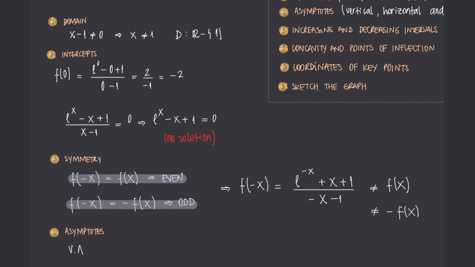Now on to step number 4, asymptotes. We can see that we have a vertical asymptote, which means a discontinuity in this example at x equals 1. So we have a vertical asymptote, which is x equals 1. Now, in order to test whether we have a horizontal asymptote, we need to calculate the limits of this function as x approaches positive infinity and negative infinity.